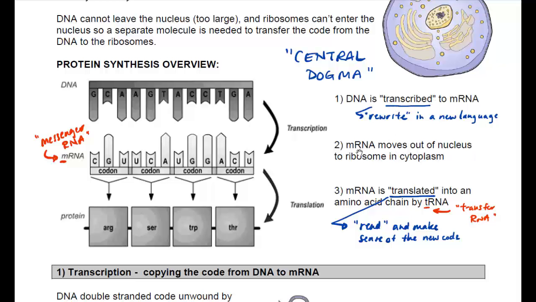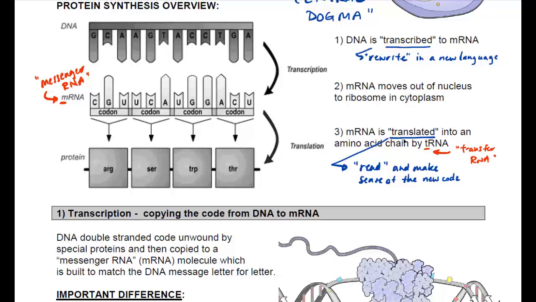Then the mRNA moves out of the nucleus and goes to the ribosomes out in the cytoplasm. Keep in mind these ribosomes could also be attached to the endoplasmic reticulum, which will make it rough endoplasmic reticulum. But either way, it goes to a ribosome. We'll talk more in detail about how the ribosomes actually work in the next lesson. Then the mRNA gets translated.